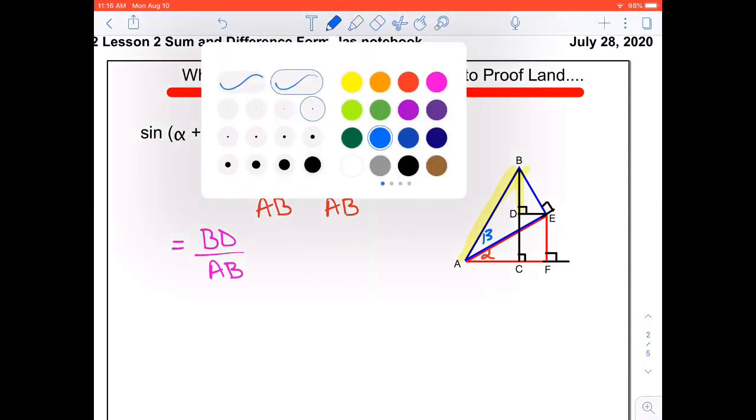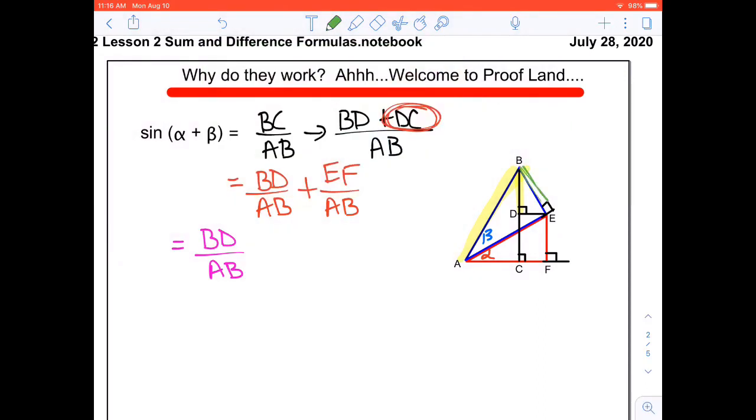That side is BE. BE is the opposite side of beta, and it is the hypotenuse of BDE. So I can multiply anything by 1 and it stays equivalent. So I'm going to multiply by BE over BE.